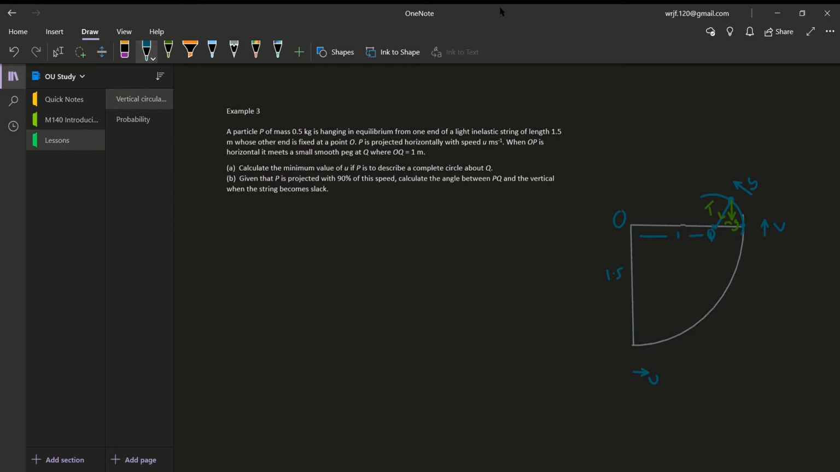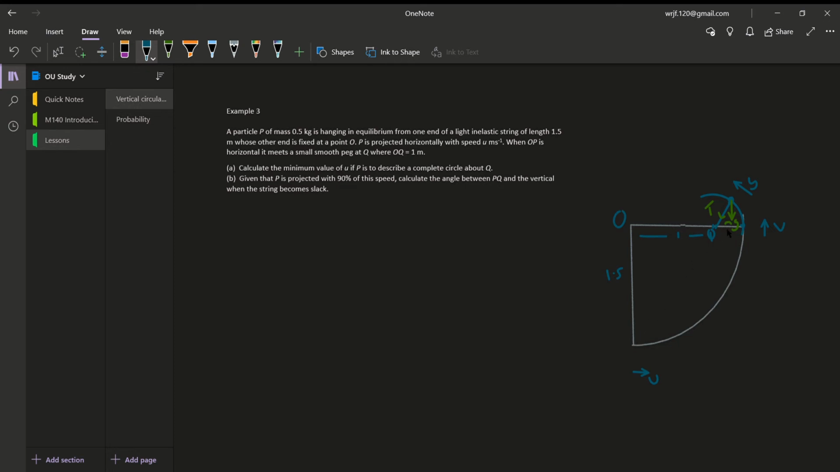So here's the situation. We've got a particle of given mass hanging at the end of a 1.5 meter string, so it's hanging vertically down to begin with. It's projected horizontally with speed u, so it starts off going this way. And then what happens is, when OP, the basic whole string, is horizontal, it meets a small smooth peg at Q, where OQ is 1 meter, the original radius being 1.5.